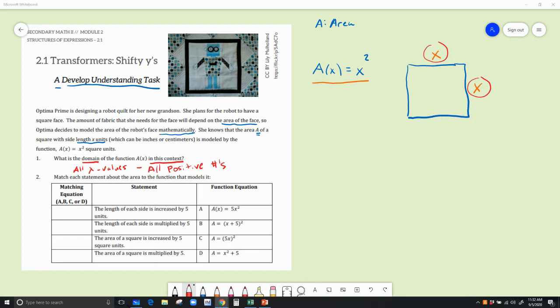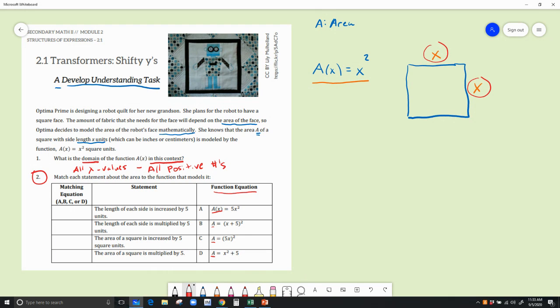So what we do is look down here at question 2. I'll put a circle around it so you know where we're at. It says match each statement. So you see there's 4 statements about the area to the function that models it. Over here on the far right, these functions are all A of x equals. They should say A of x, but they're all representing the area. So you have these areas of these 4 squares, right? And on the left-hand side are statements that match it. A couple of the statements are talking about changing the side lengths, and a couple of the statements are talking about changing the area itself.